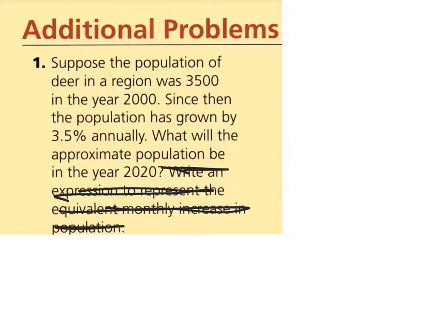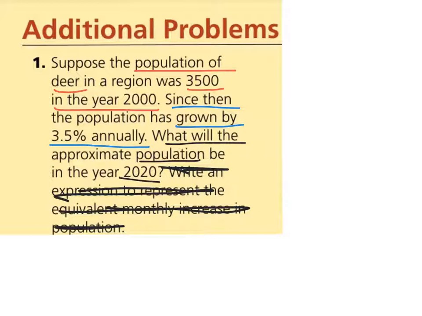So here's a problem that's not in your book, just to get a little more practice with this. Suppose the population of deer in a region was 3,500 in the year 2000. And since then, the population has grown by 3.5% annually. And the question is, they want us to figure out what the population is going to be in the year 2020.